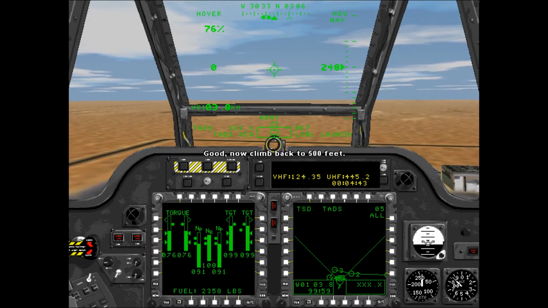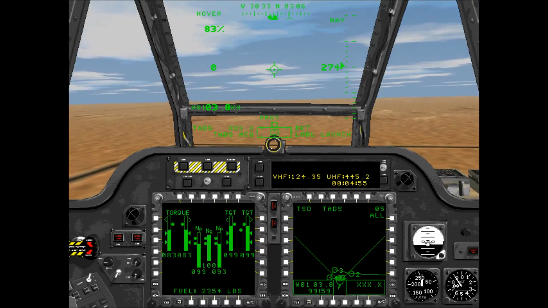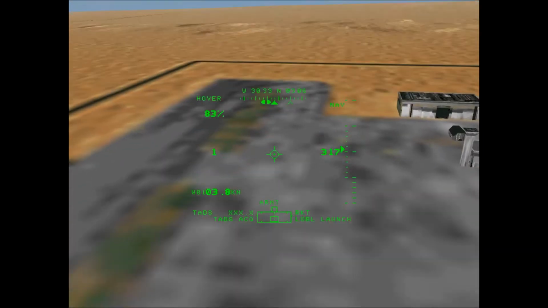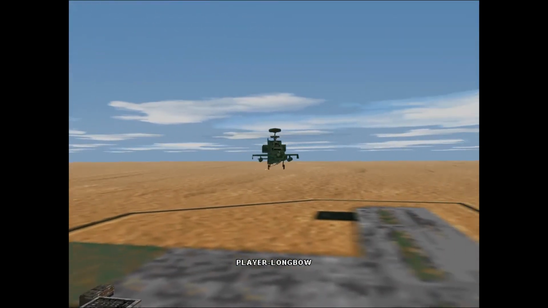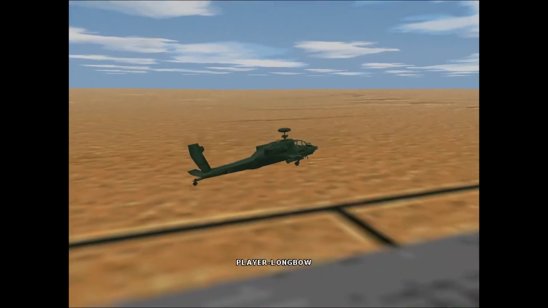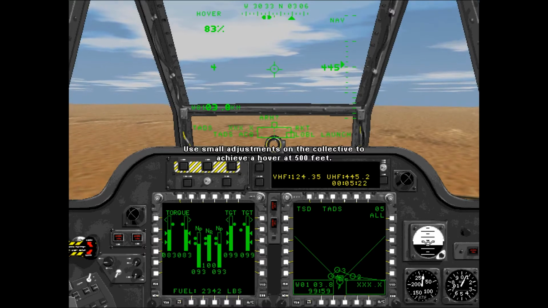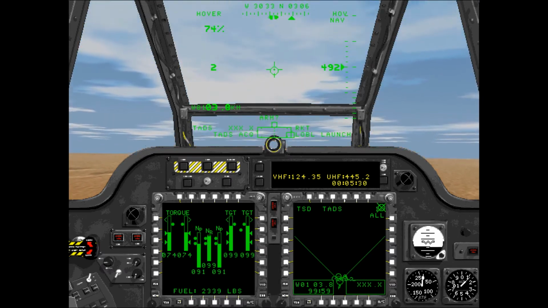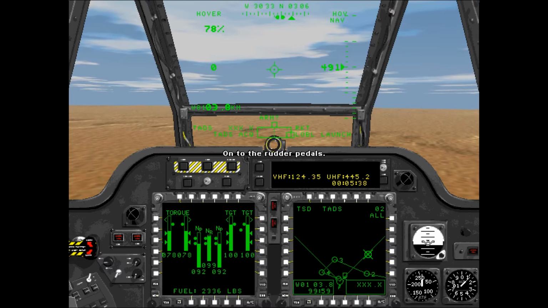Good. Now climb back to 500 feet. Use small adjustments on the collective to achieve a hover at 500 feet. Now you know how to use the collective. On to the rudder pedals.